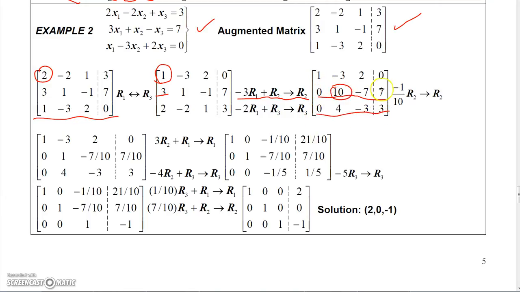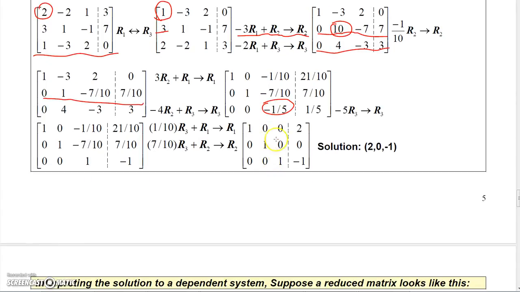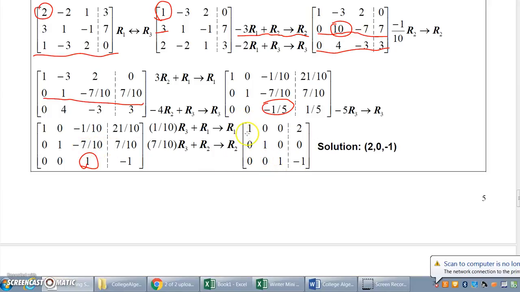Then to get a 1, I'm going to multiply everything in this row by -1/10, and that's going to give me this row. Then I'm going to multiply this by 3 and add it to this row to cancel this, and multiply it by -4 and add it to this row to cancel this. And then I'm going to have a -1/5 in row 3, so I'm going to multiply that by the reciprocal, which is -5, and that's going to give me a 1 here. And then I'm going to multiply that 1 by -1/10 and add it to row 1 to cancel the -1/10, and then multiply it by 7/10 and add it to row 2 to cancel the 7/10. And then I would get this, which tells me that x is 2, y is 0, and z is -1.